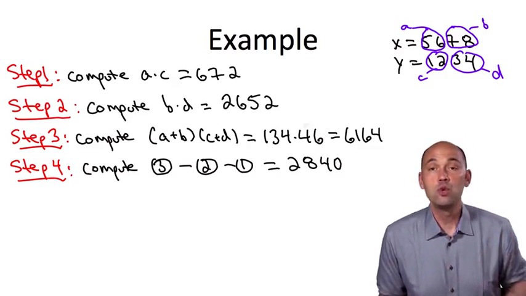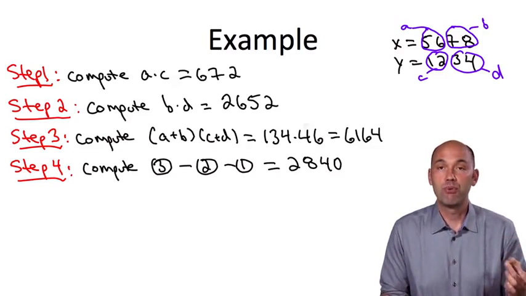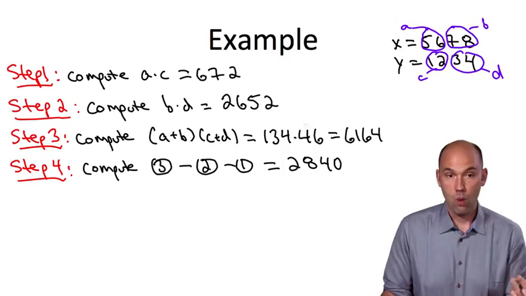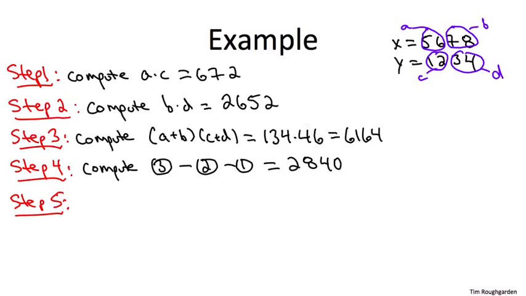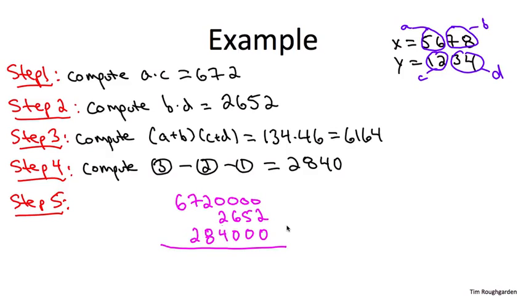Now, I claim that I can take the results of steps 1, 2, and 4 and combine them in a super simple way to produce the product of x and y. Here's how I do it. I start with the first product, ac, and I pad it with 4 zeros. I take the result of the second step and I don't pad it with any zeros at all. And I take the result of the fourth step and I pad it with 2 zeros. If we add up these three quantities from right to left, we get 7,006,652.